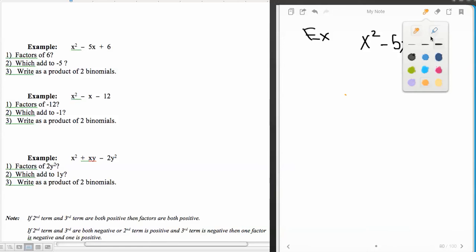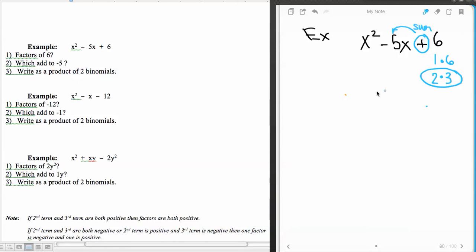So if I start out with my factors of 6, 1 and 6, or 2 and 3, and remember I'm looking at this sign to tell me if it's a sum or difference. When it's a positive sign, it's a sum. So I'm looking at the factors of 6, 1 and 6, or 2 and 3, that sum to 5. And so my sum of 5 is given from 2 and 3.